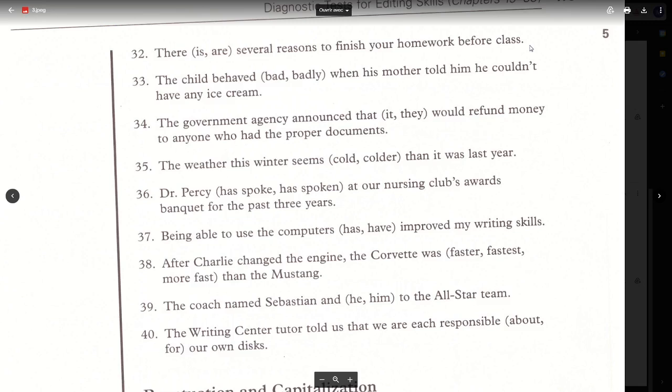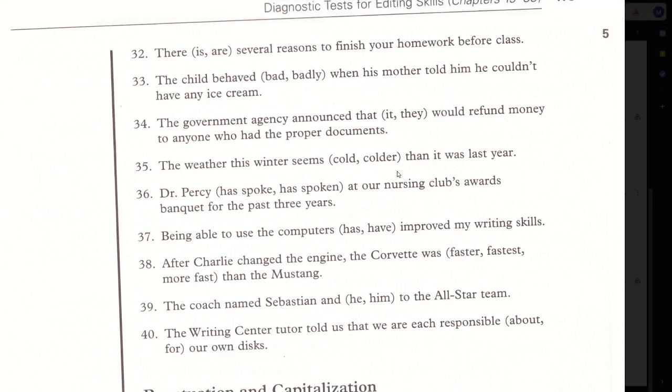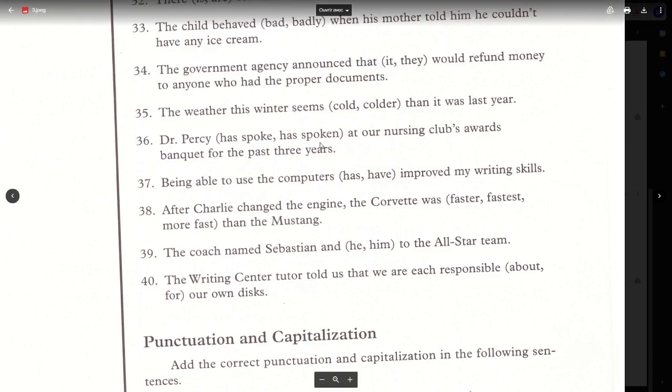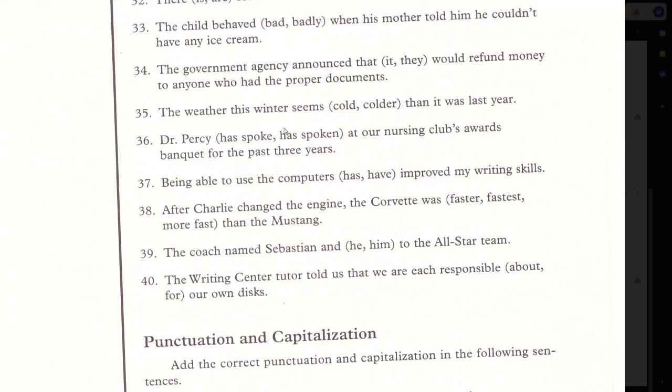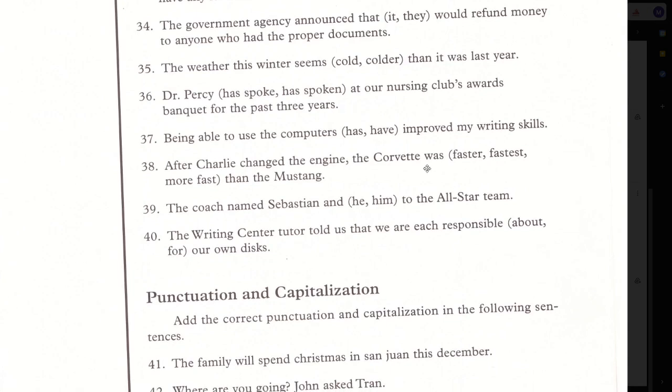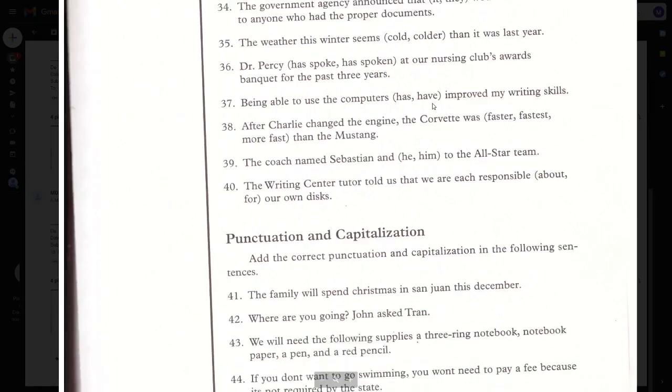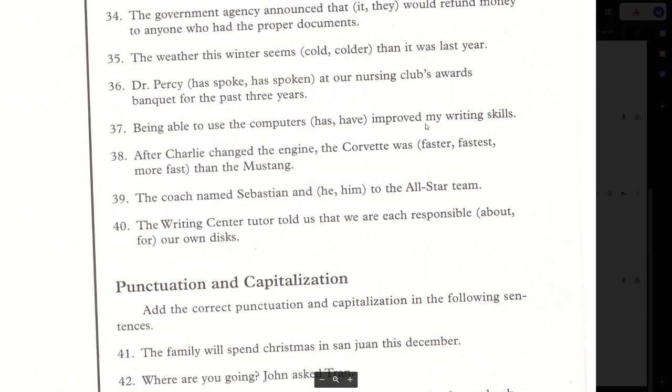The weather in winter seems colder than, very good, colder than, yes, because here you have a comparison, "than," okay? Now, Dr. Percy. Spoken. Spoken, of course, past participle of the verb to speak: spoke, spoken. Okay, next. Being able to use the computers has improved my writing skills. Very good. Next.